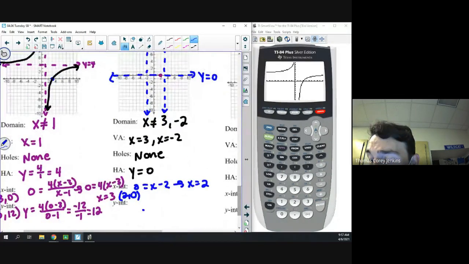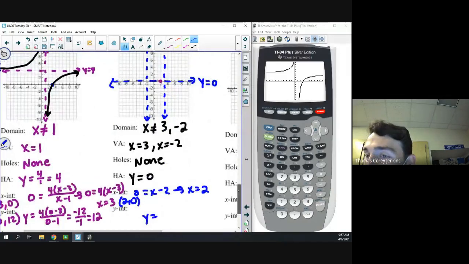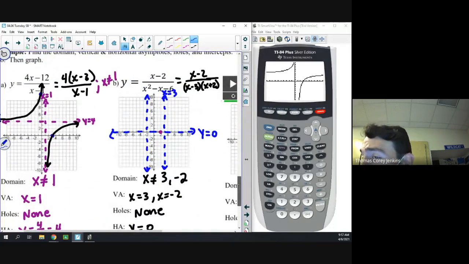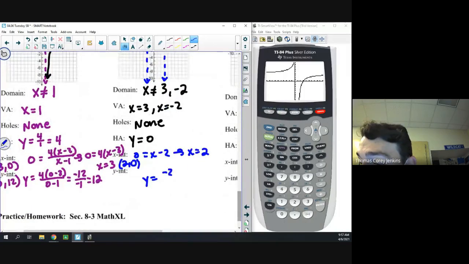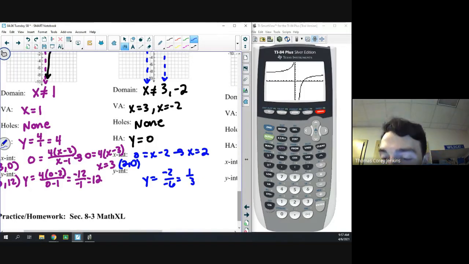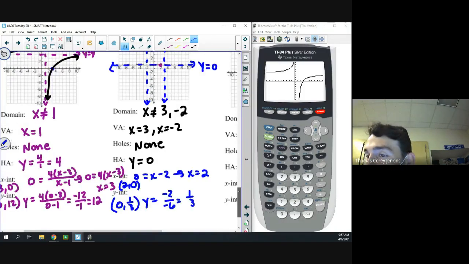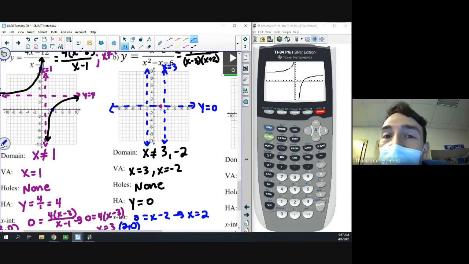All right, so that's where we're going to plug 0 in for our x's, and we get y equals. And again, just take a shortcut. Instead of showing all of it, we know we're going to get -2 over -6. So 1/3. Okay, so that's a weird point. (0, 1/3).